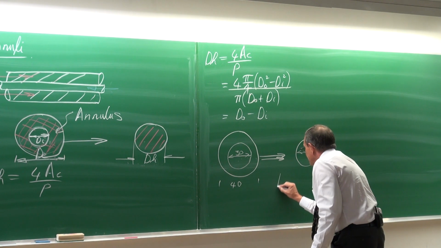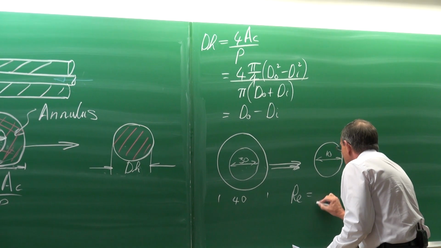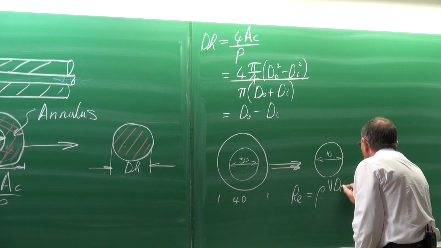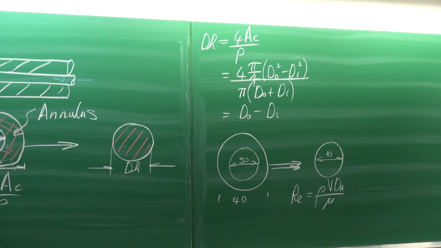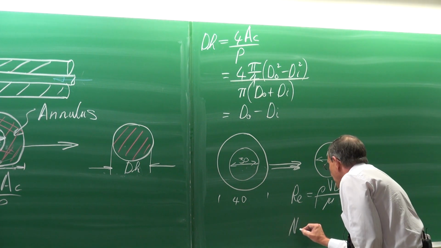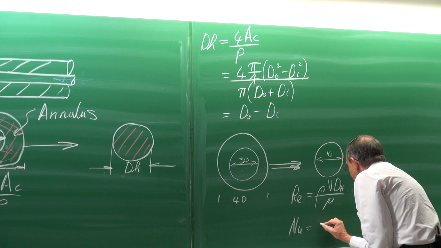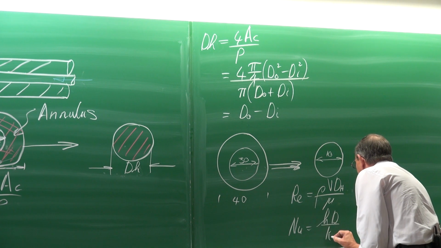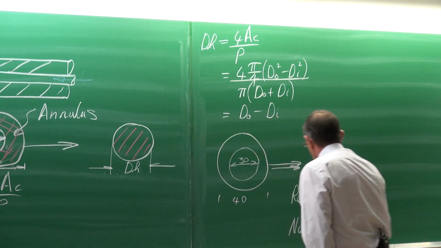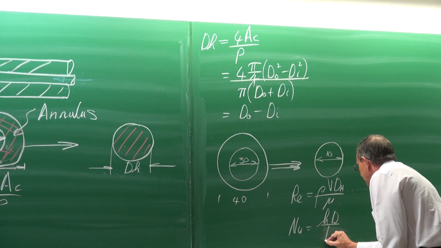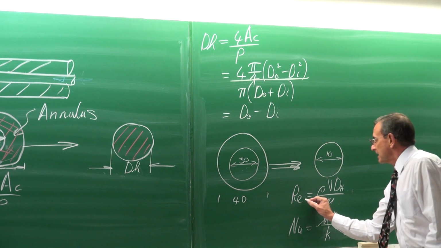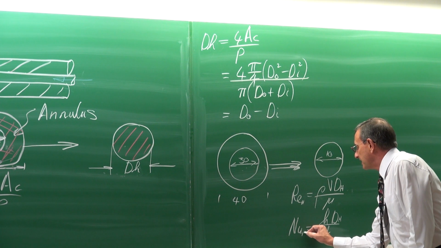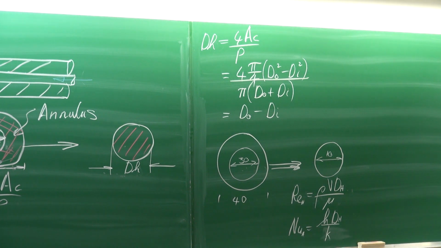And then based on this, we can calculate the Reynolds number, which is equal to rho V multiplied by the hydraulic diameter divided by viscosity. And the same with the Nusselt number, which is equal to hD divided by k, the heat transfer coefficient multiplied by the diameter divided by k. This is the hydraulic diameter. And to indicate this, in many cases they put an H there to indicate it is based on the hydraulic diameter.